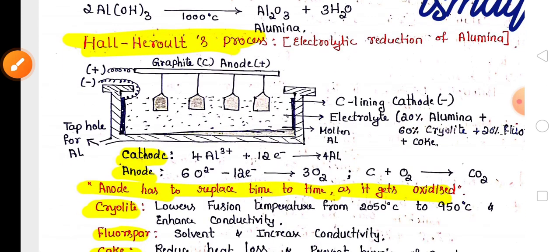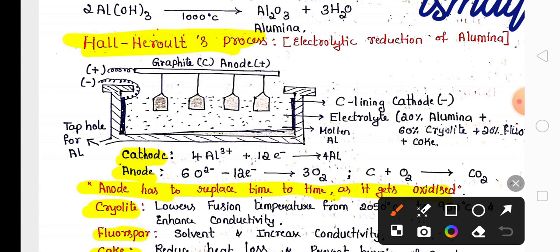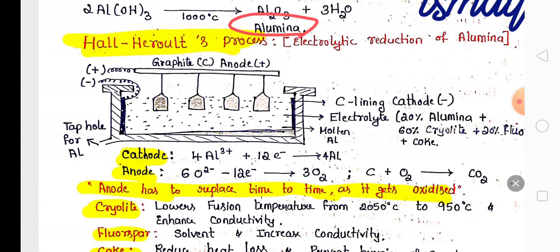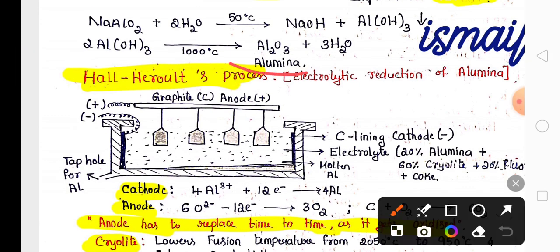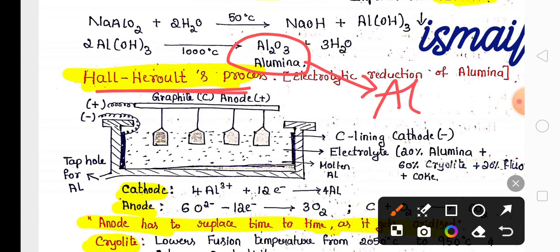Now the next step is extraction of aluminium from alumina. In Bayer's process, whatever alumina we got, from this alumina we need to extract aluminium, and the best method is Heroult process or electrolytic reduction of alumina.